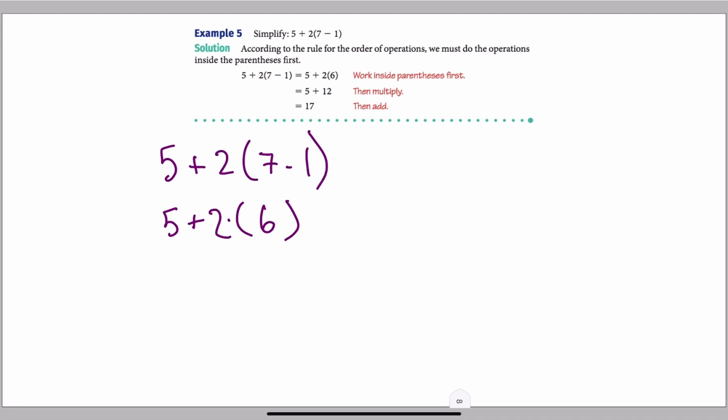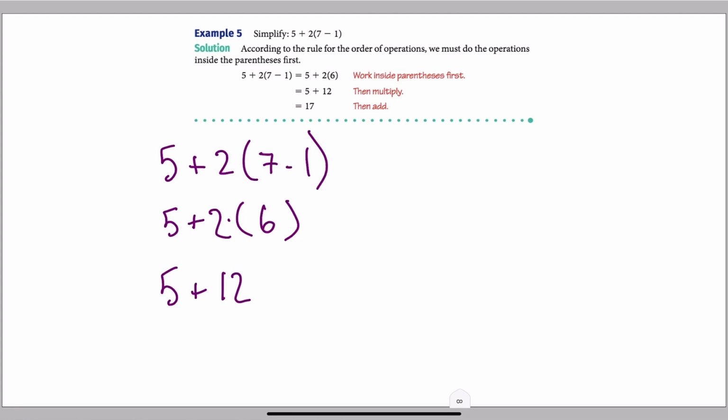And so what do I have left? I actually don't have anything to do inside parentheses. Instead, I have multiplication and addition left. Well, which one's more powerful? Multiplication is more powerful, so I have to do that first. So the 5 plus is just going to have to hang out until I've resolved the multiplication. 2 times 6 is 12.